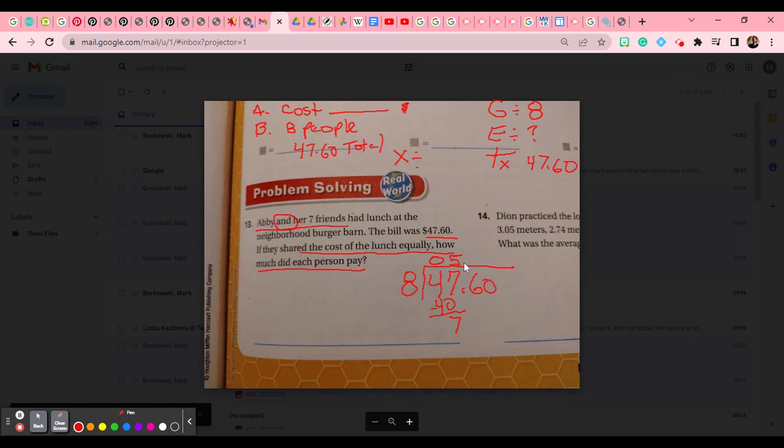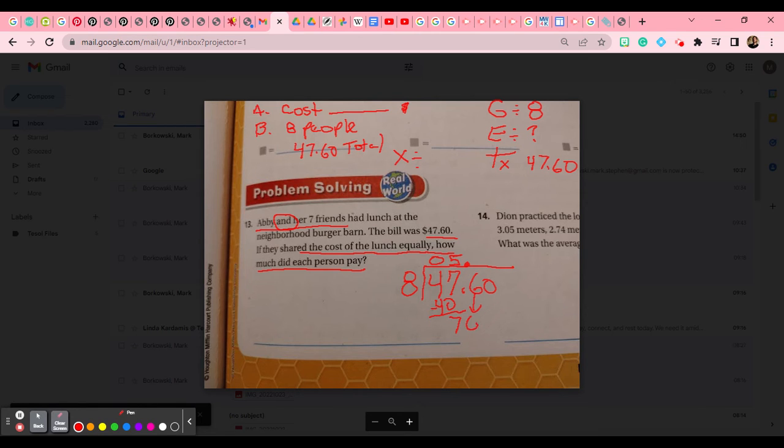Now, at this moment, I'm putting my decimal straight up because I don't want to forget it. You can put it up at the beginning. There's a saying called set it and forget it. That means you can just put it up there and forget it. But the key is you have to work in order. I use zeros like this to make sure my decimal is in the right spot. So 47 minus 40 is 7. I need to bring down my 6.